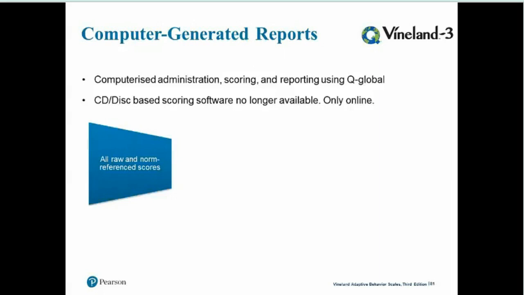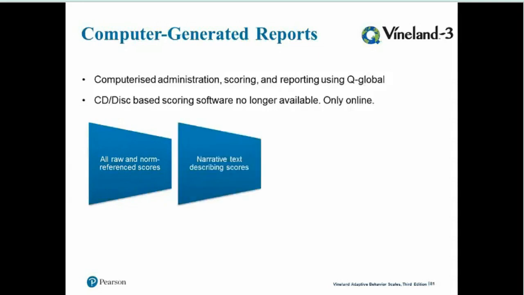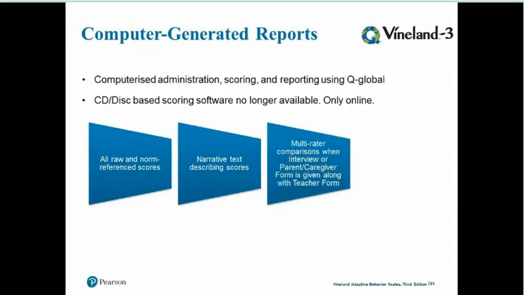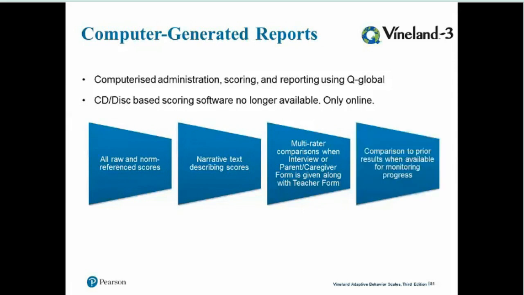What you can enter into Q Global is the subdomain scores, the raw score for each area, or for a more detailed report, you can input the responses for every single item. This will result in tables, graphs, as well as a narrative text which describes the scores. If you're having multiple respondents, for example a parent and a teacher, you can create what's called a multi-rater comparison report. You can also generate a progress monitoring report if you're reassessing the same person over time.